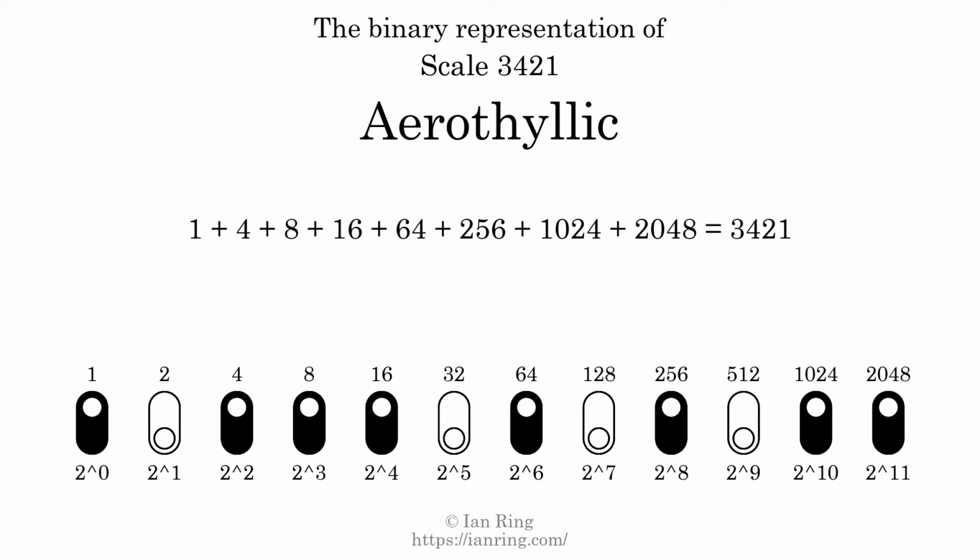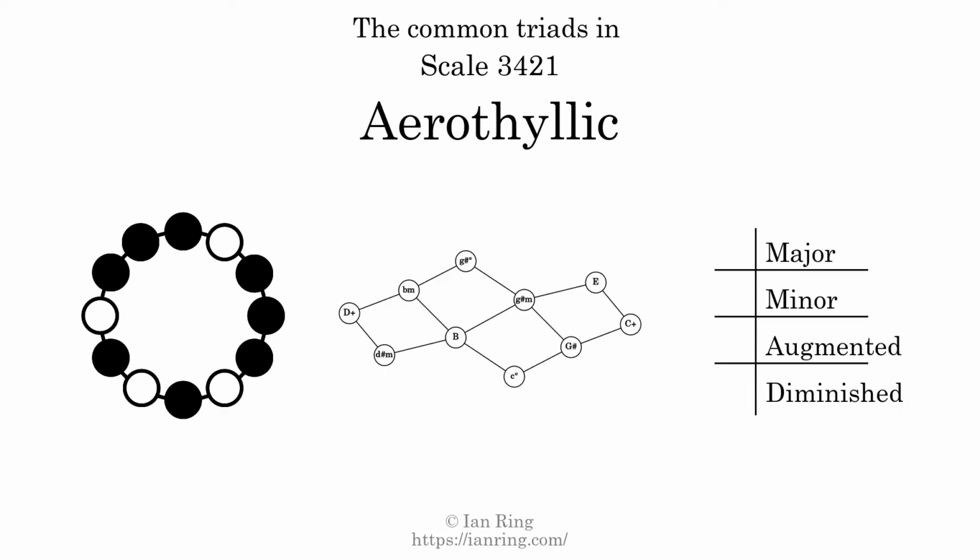The scale number not only enumerates the scale with a unique index, but it also literally describes the tonal content of the scale. Represented as a binary number in base 2, the scale number is 11010101101. Here are the common triads present in this scale.